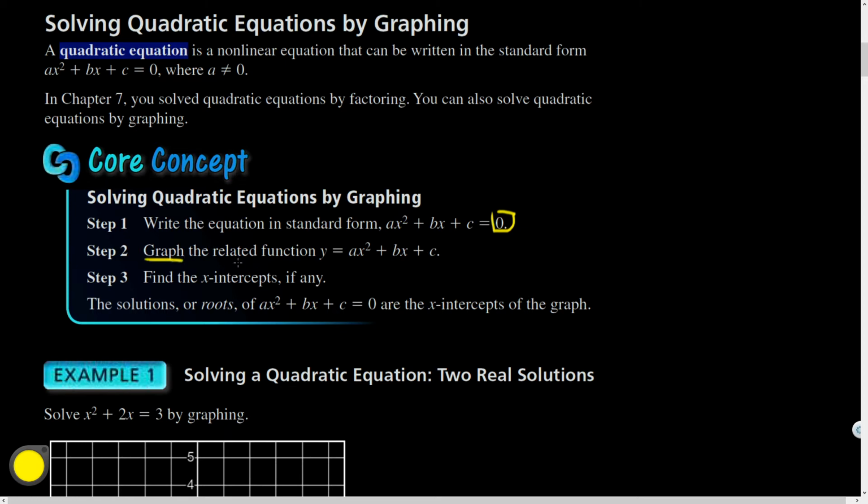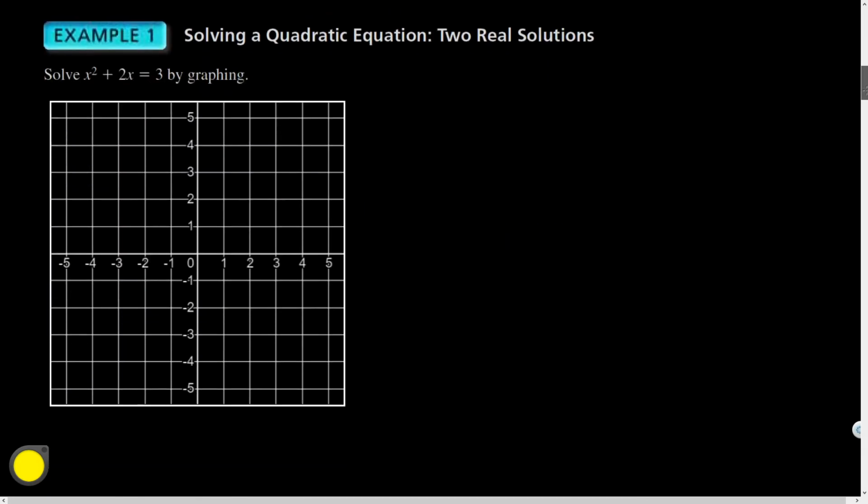Then graph the related function. So instead of having it equal to 0, notice I figure it out with the y. Then I find the x-intercepts, if there are any, so sometimes there will be no solution. Then the solutions or roots of the equation are the x-intercepts of the graph. Let's just jump right in.